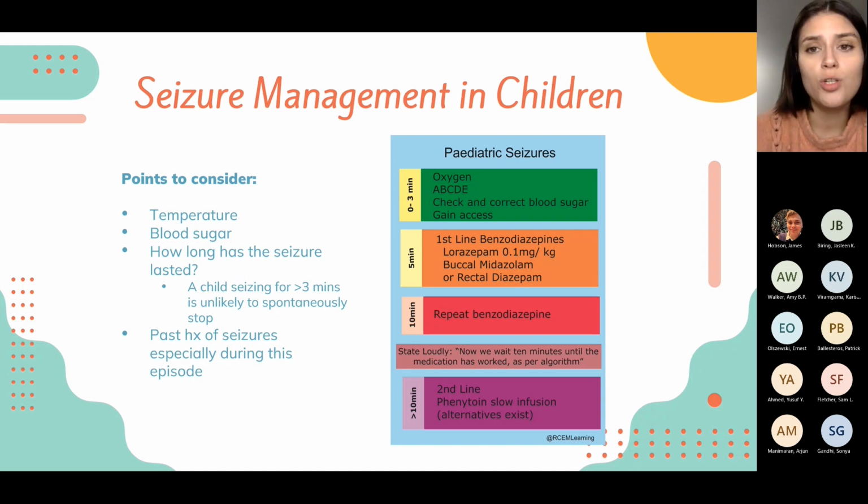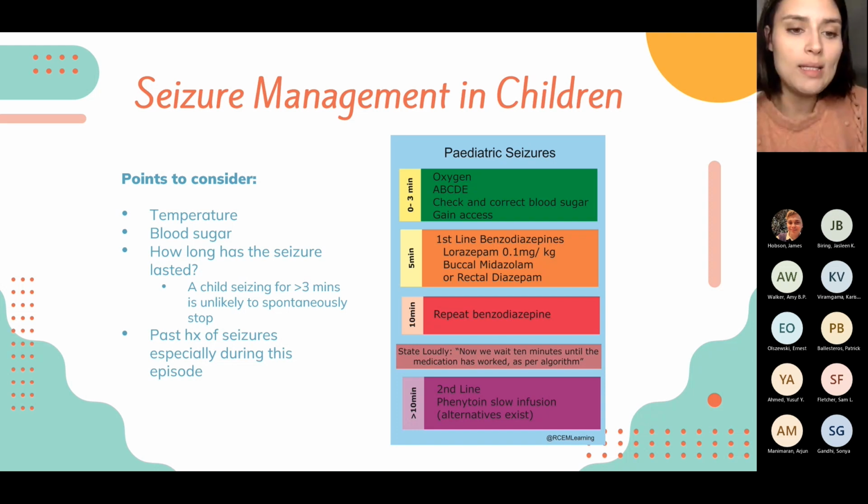Then you have to wait 10 minutes to see if that medication has worked. If it hasn't worked after 10 minutes, we're going to repeat that. So we're going to give another dose of benzodiazepine. If you've got IV access at this point, you can change it to lorazepam. And obviously, just bear in mind, like all medications, it's dosed based on the weight of the child. So if you know that, then that is very helpful. If not, you kind of have to estimate. But the paediatricians are very scarily good at that.